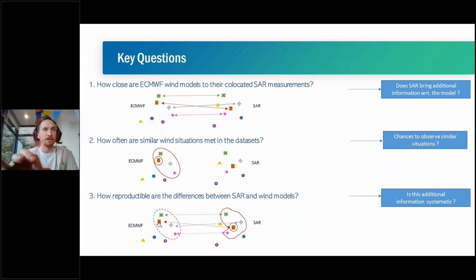Then another question is, how reproducible are the differences that we can see between the SAR and the model? So let's say we have some similar wind situations from the model. We have the collocated SAR, and the question is, how close from one another are the SAR situations? So this is answering the question, is this additional information that the SAR is bringing systematic or not?